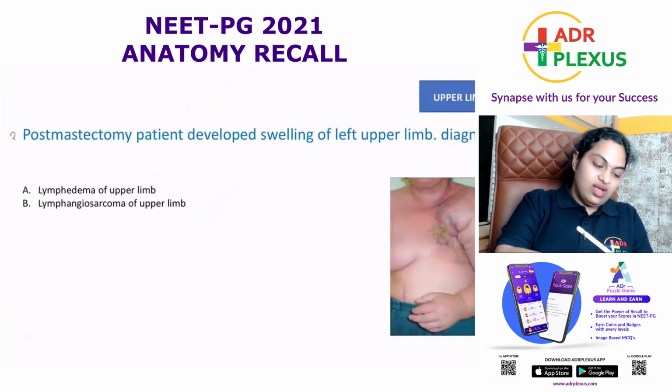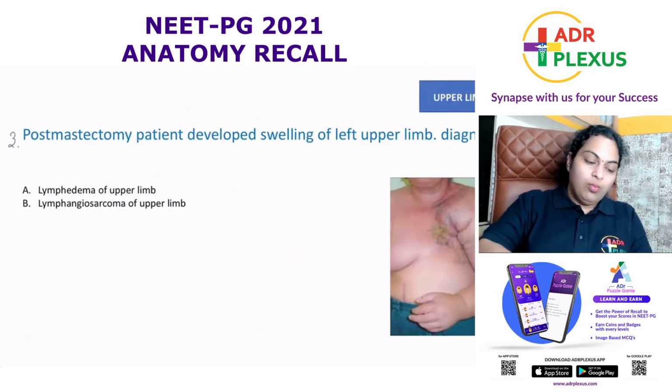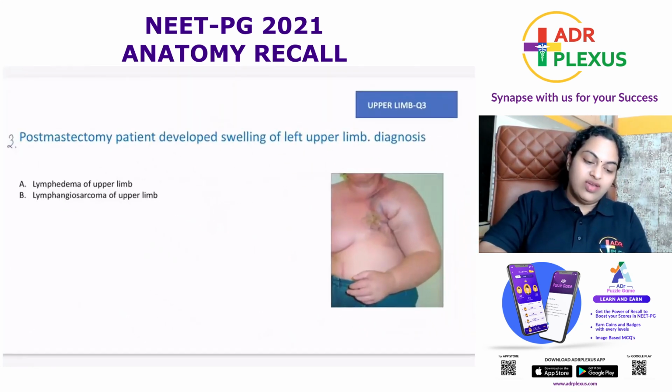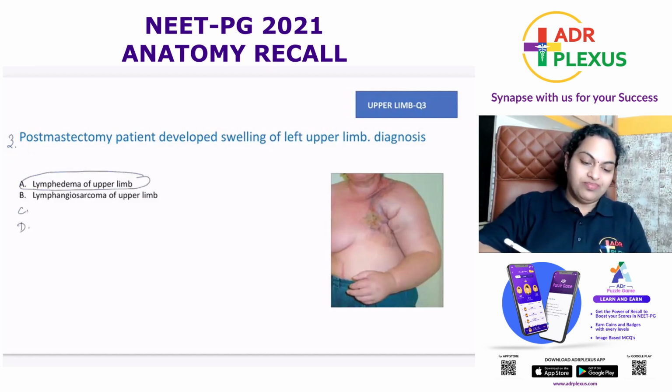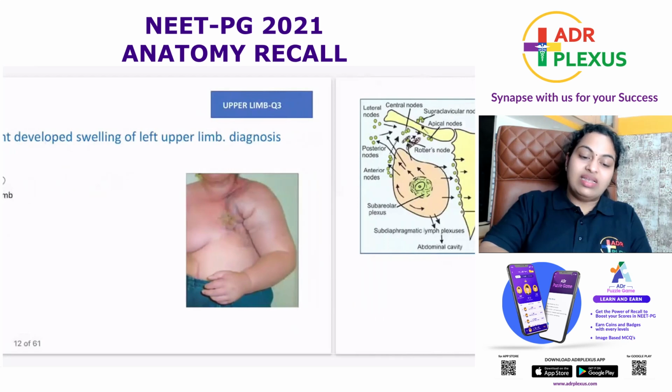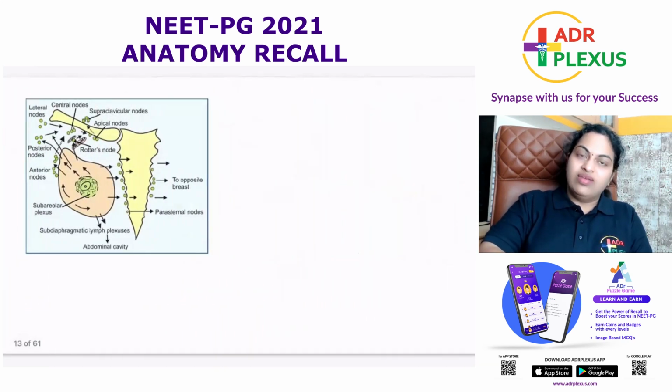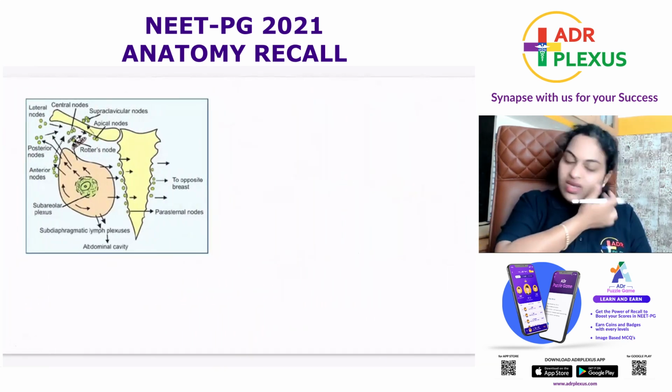Yes, this was another question related to the upper limb. Post mastectomy, the patient develops swelling of the left upper limb, diagnosis? Invariably it goes with lymphedema of the upper limb, so none of them are sure with options C and D. Lymphatic drainage of the upper limb: post mastectomy involving axillary lymph node clearance will lead to an edematous upper limb mainly because of lymphatic obstruction. Lymphatic drainage of the mammary gland is very, very important.